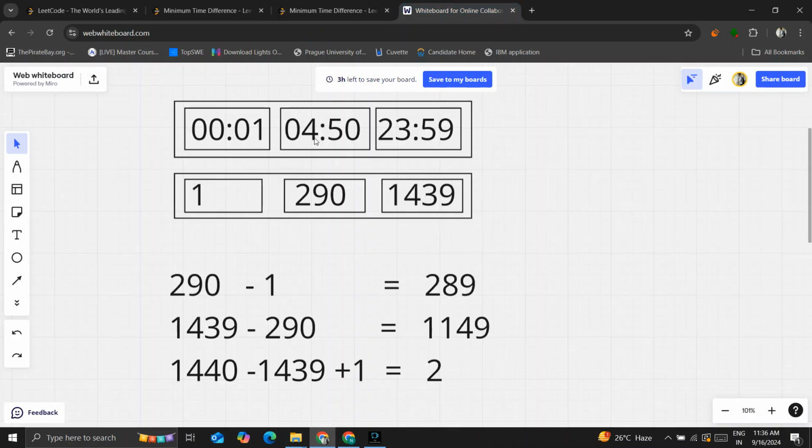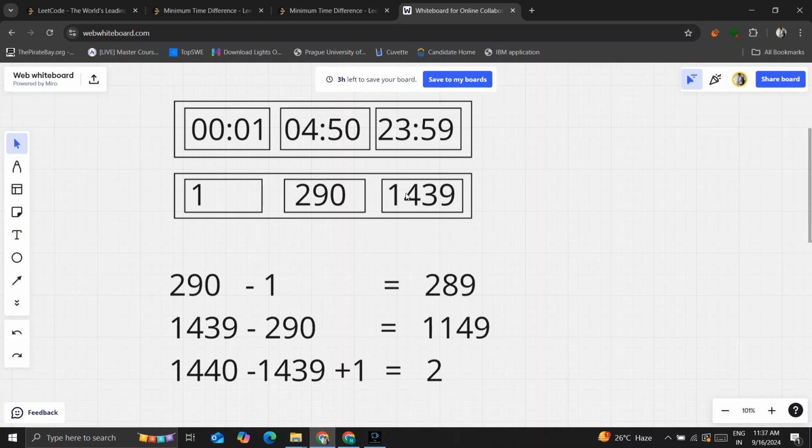So here I have taken another example. Initially it contains three values: 0 hour and 1 minute, 4 hour and 50 minutes, 23 hour and 59 minutes. If I convert it into minutes format, it becomes 1, 290 and 1439. Now I will traverse this minutes vector, iterating from the first index. So 290 minus 1 is 289. So min difference is containing 289 initially.